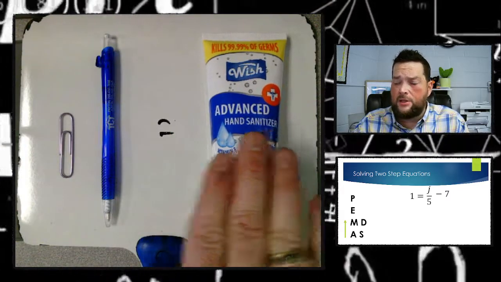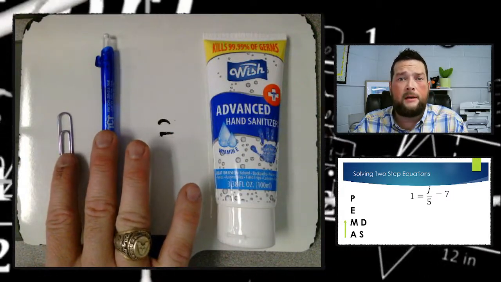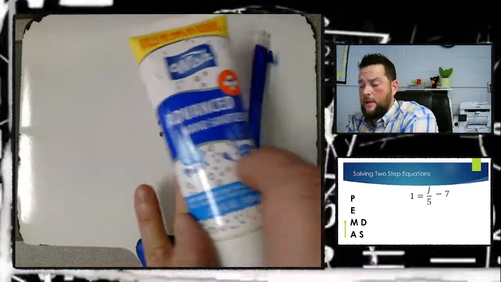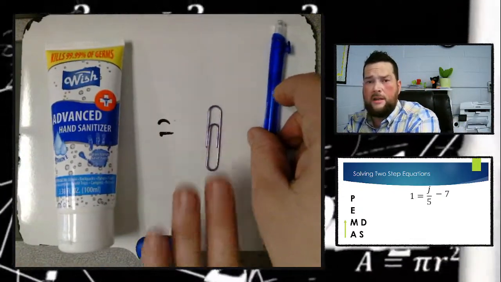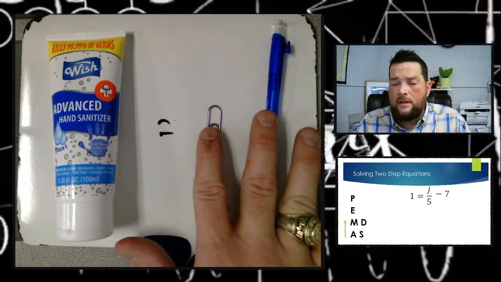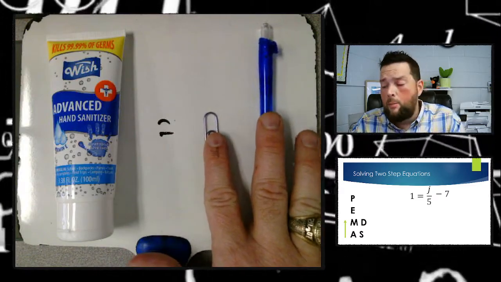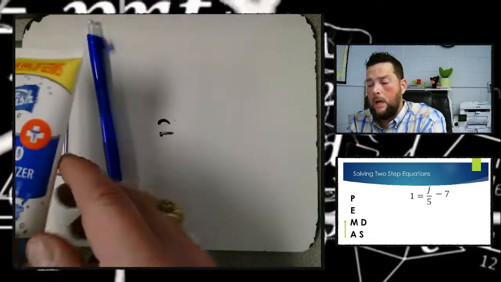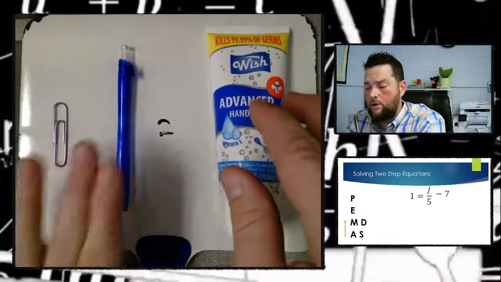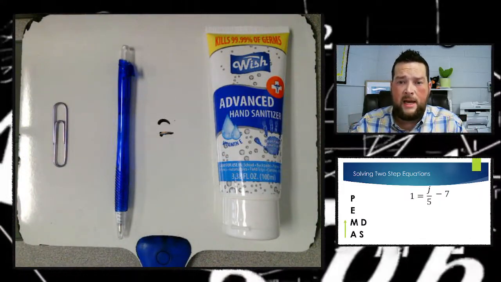The hand sanitizer still equals a paper clip and a pen, all right? I just moved them. So it's okay to do this. It's okay to move things around. There's nothing saying that you can't, just so long as everything that you see on this side, you put on the other side, and then everything you see on that side, you put on this side in the exact order that you find it, all right? You write it the exact same way.